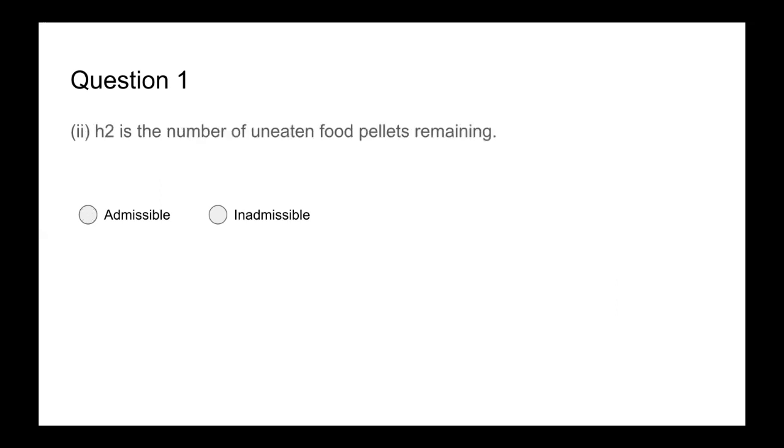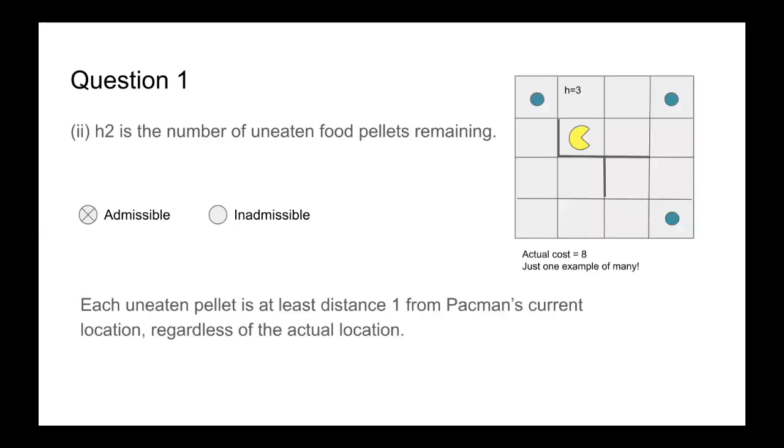Next, H2 is the number of uneaten food pellets remaining. We can also see that this heuristic is admissible. If we look at the distance for Pac-Man at any particular state to any of the food pellets, Pac-Man will need to travel at least a distance of 1 so that it can reach a food pellet from its current location. Therefore, if we count that step distance of 1 for each of the food pellets that are remaining, we can see that Pac-Man needs to travel at least that much in his grid, and therefore the cost would always be greater than or equal to the number of food pellets remaining.